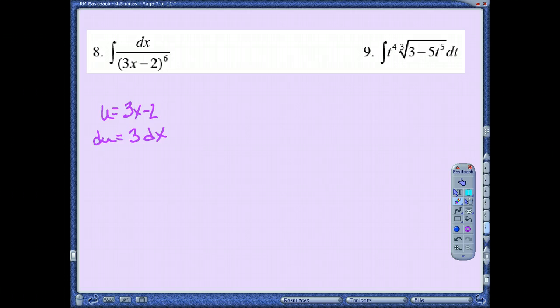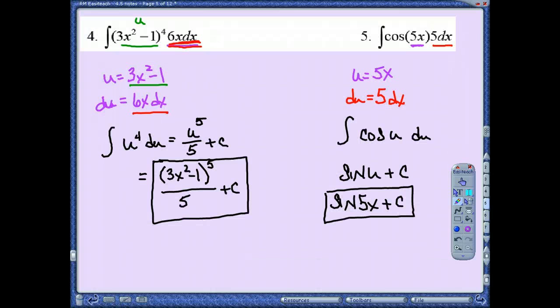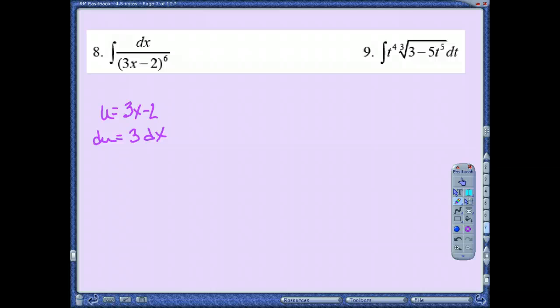Oh, now we kind of see why these problems are a little bit different. Before, they've always taken care of us. On the last slide, we needed a 6x for our du, and they provided that for us. Now they're not providing it, but we have to have a 3 times dx. Wouldn't it be lovely if we could just put in exactly what we need? Just put a 3. Well, we can't do that because we'd be multiplying the problem by 3.